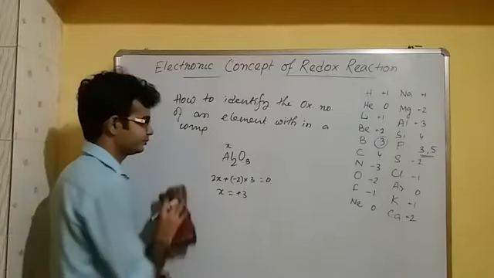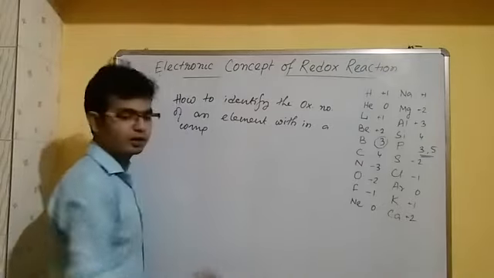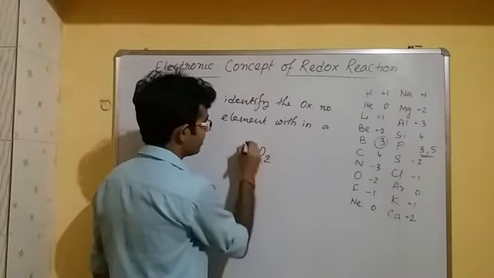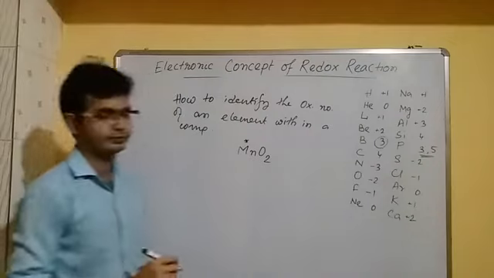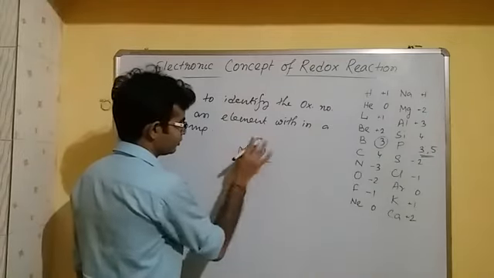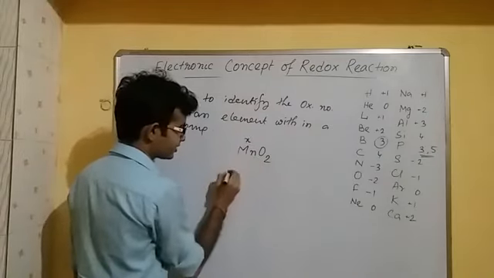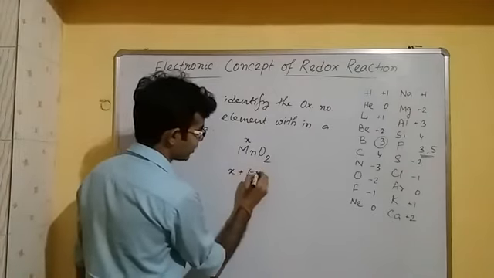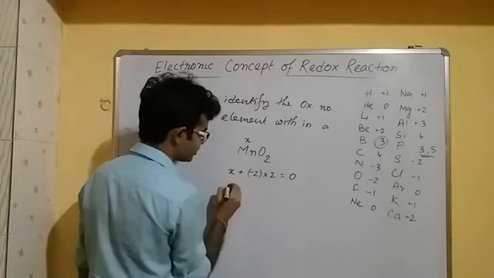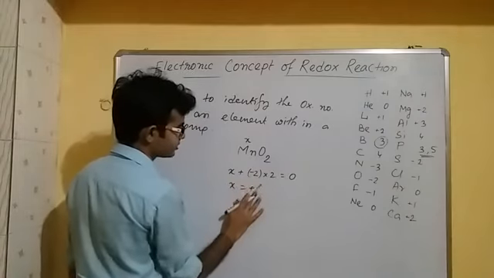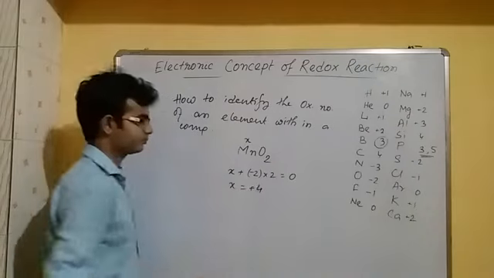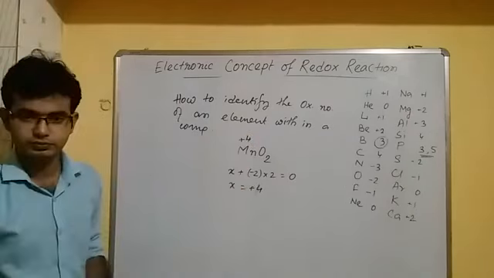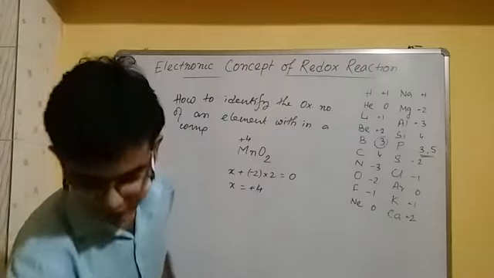Now I think it is clear. Suppose any unknown element whose oxidation number is not known, MnO2. You have to identify the oxidation number of Mn, manganese. Suppose it is X, so X into 1 for one manganese. Oxygen is -2, and there are 2 oxygen atoms, equal to 0. So X is equal to +4. So the oxidation number of manganese is +4 in MnO2. Okay, clear?